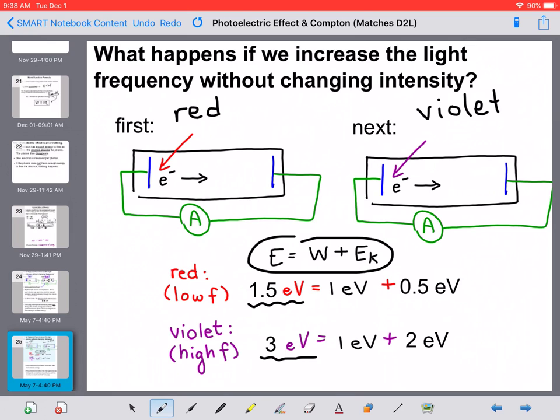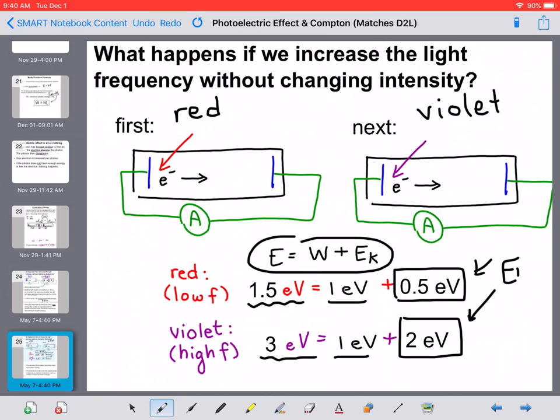Now let's say that it's the same setup with the red light as it is for the violet light, so the work function of the metal is going to be the same in both cases. Just to keep it simple, I'm going to say that we're using a metal with a work function of 1 electron volt. Whatever amount is left over is going to be the kinetic energy. So here, this amount that I'm boxing off, that's the leftover amount. That's what becomes kinetic energy of the electrons. We're going to have half an electron volt left over for the red light, but we're going to have 2 electron volts left over for the violet light.